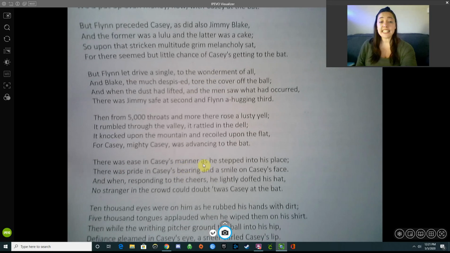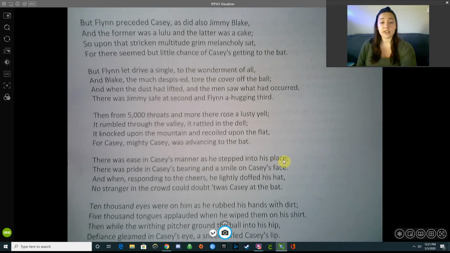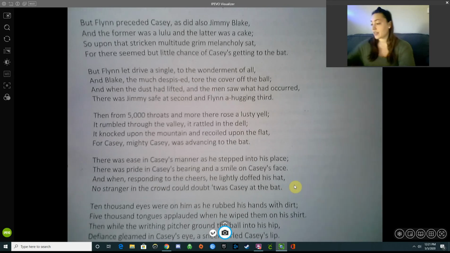There was ease in Casey's manner as he stepped into his place. There was pride in Casey's bearing and a smile on Casey's face. And when responding to the cheers, he lightly doffed his hat, no stranger in the crowd could doubt 'twas Casey at the bat.